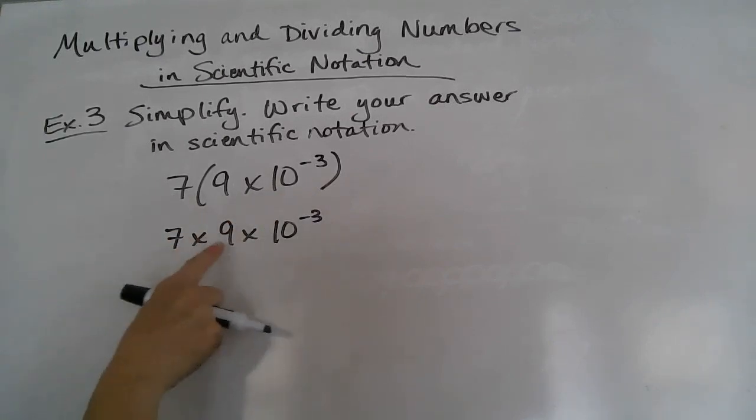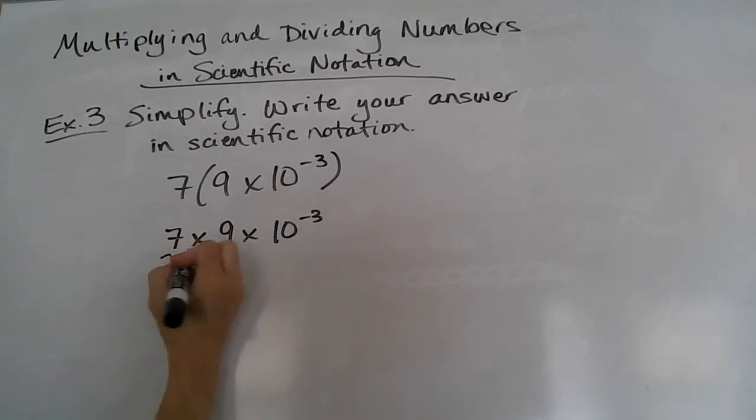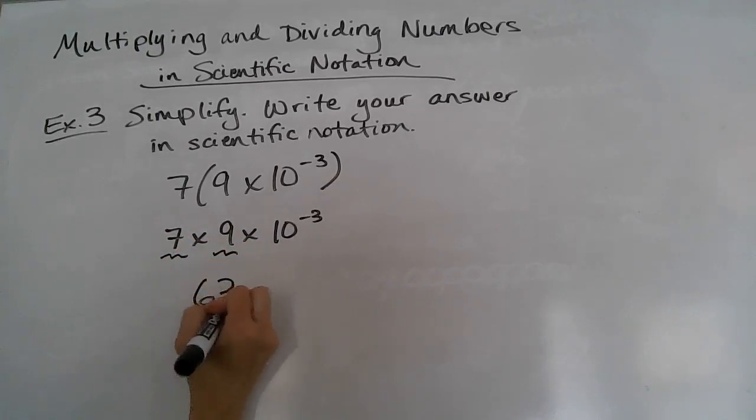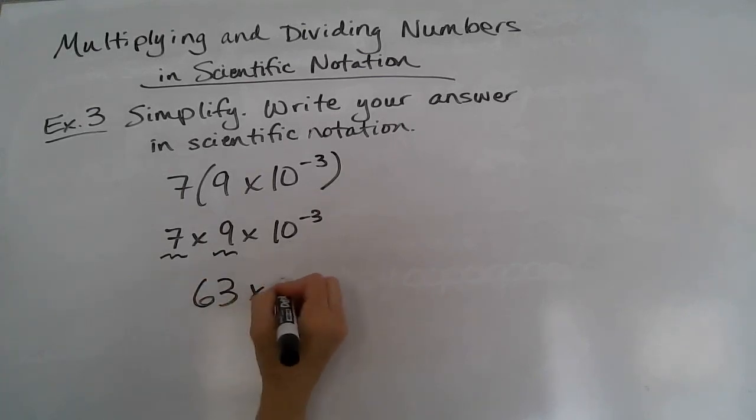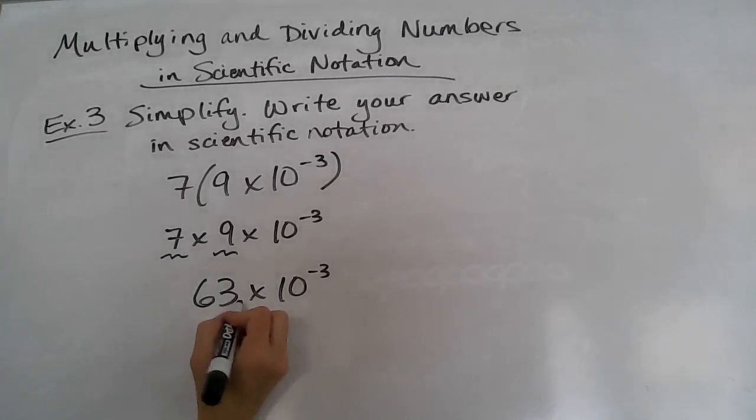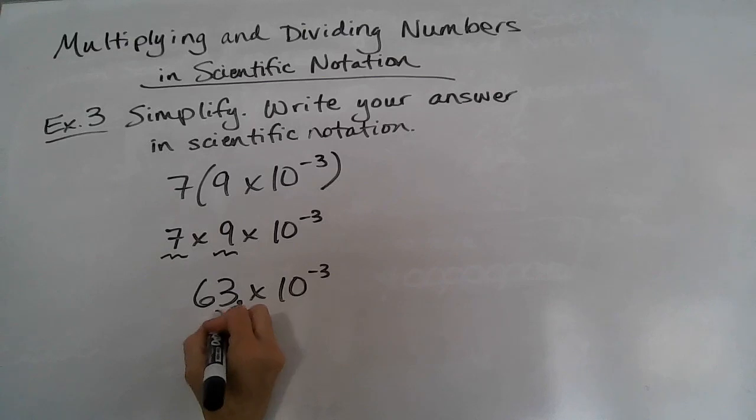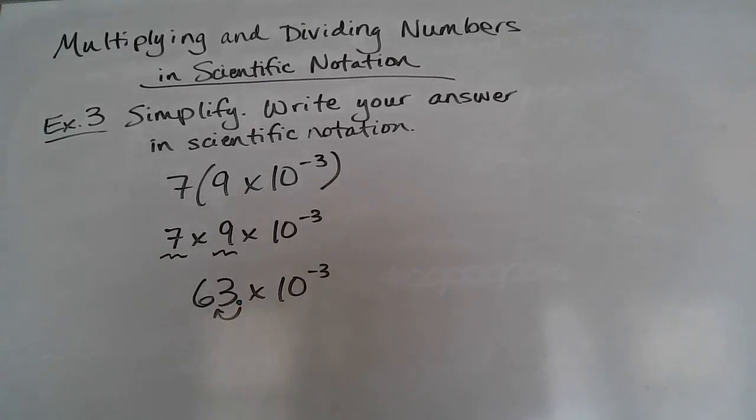We have 7 times 9 times 10 to the negative 3. We can go ahead and multiply 7 times 9, which gives us 63. We bring down the 10 to the negative 3. And we need to move the decimal for sure. It's sitting right here, and we have 2 digits to the left of it, and we're supposed to only have 1 digit to the left of it. So we're going to move it 1 space. We have to determine whether this is going to change to a -4 or a -2. It's definitely going to change by 1 because we're moving our decimal 1 space.